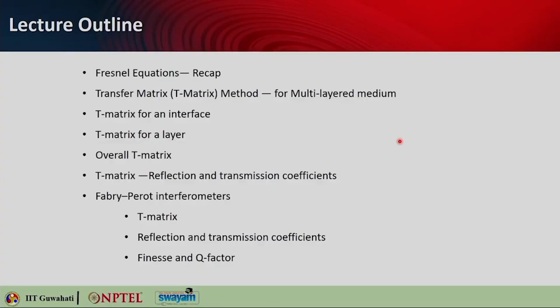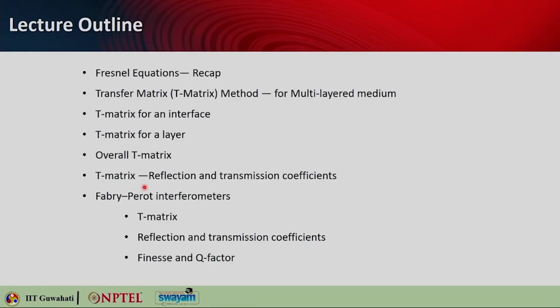We will have a quick recap of the Fresnel's equation, and then we will introduce a very effective theoretical tool called transfer matrix or T matrix method that can be used for calculation of reflection and transmission across any multi-layered medium. In doing that, we will first learn how to obtain T matrix for an interface, then we will look for the T matrix for a layer, and then how to obtain an overall T matrix for a multi-layered system.